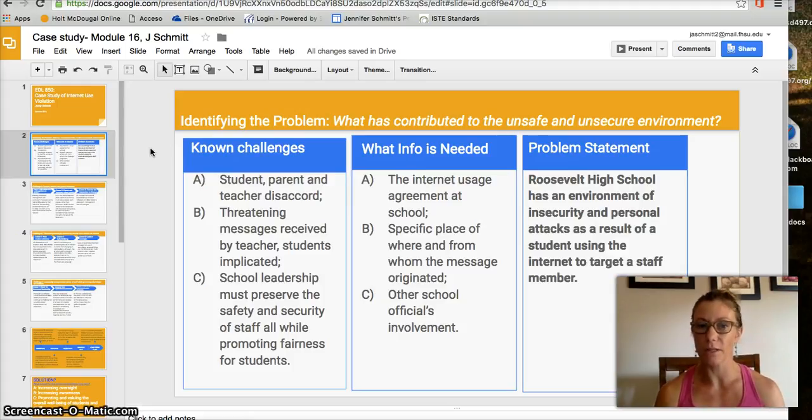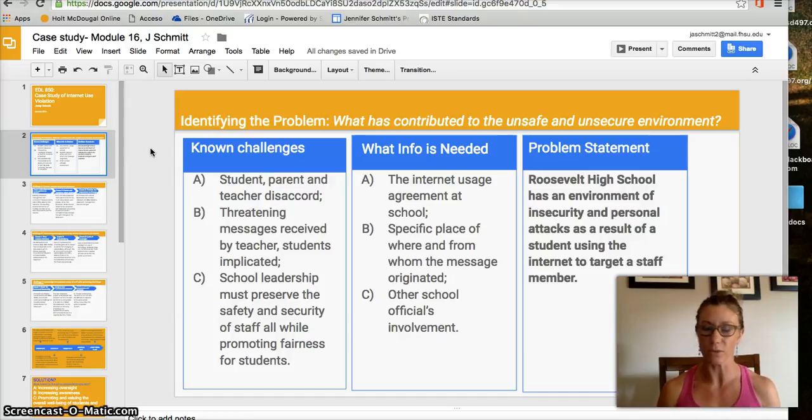More info is needed in terms of the internet usage agreement at the school. What are the parameters of that? Secondly, the specific place where that message was sent and from whom it came. If it was sent on school grounds, of course that becomes different than if that message was sent from a private computer at the house. And then thirdly, we need to know what other school officials are available to become involved.